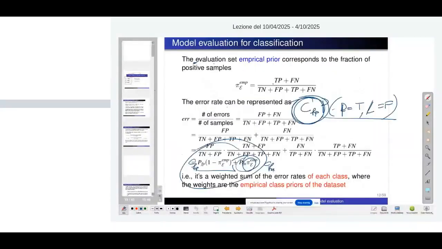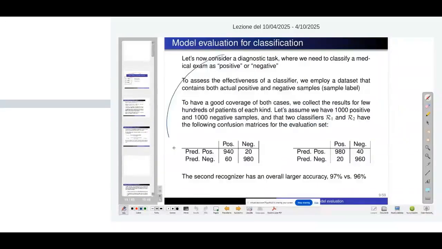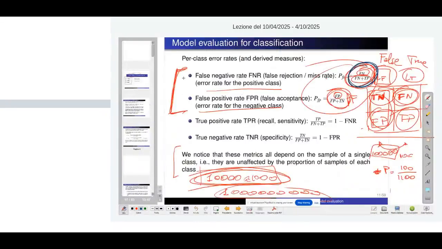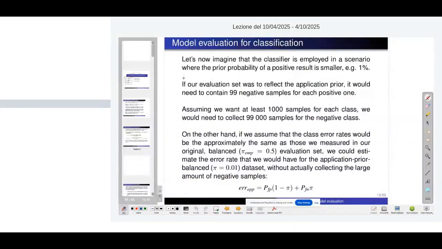Okay. Now, just to finish before the break, let's go back to this example, because this example will, well, maybe this example I will skip. Let me just see. Okay, let's make a 10 minute break now, and then we will see.